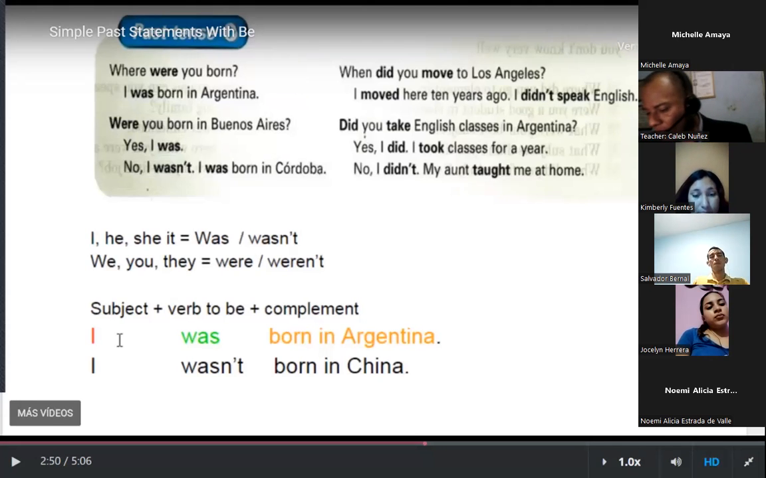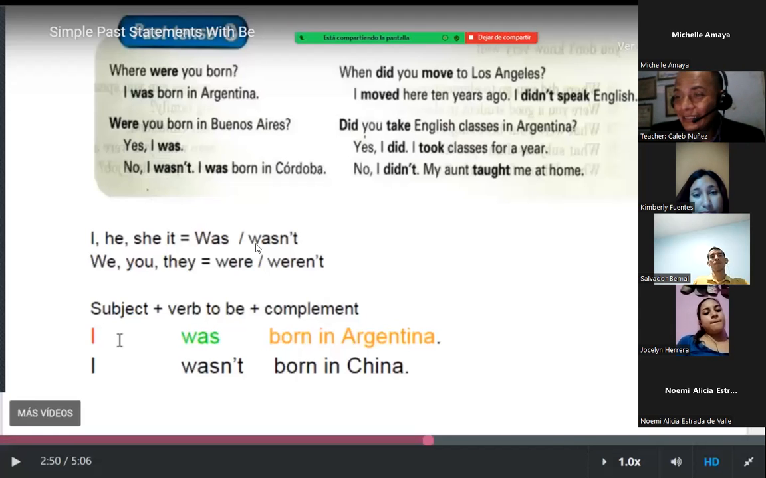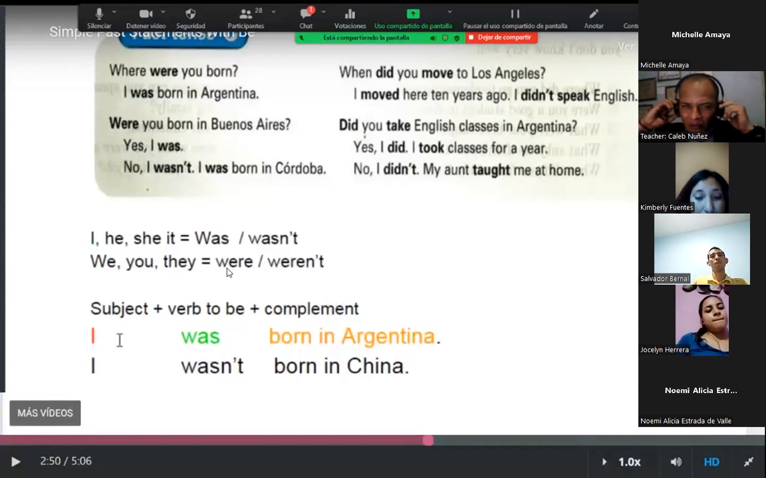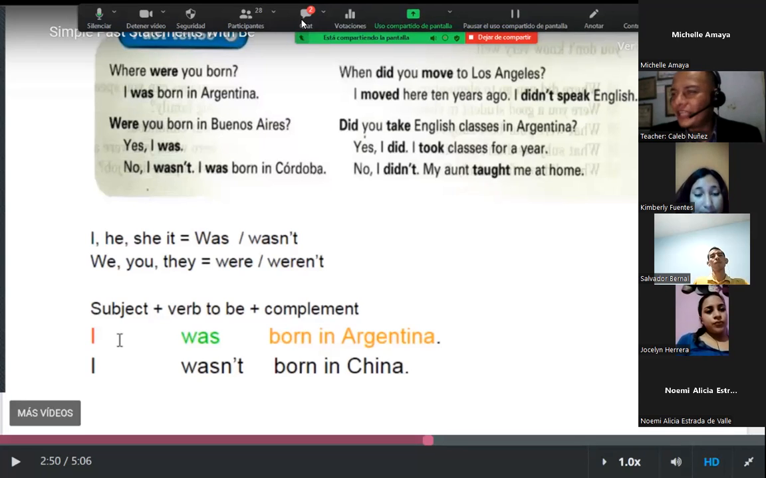Volunteer, go ahead. Say it or chat it. Oscar, go ahead. Speak up, Oscar. Where were your parents born? Now, parents, it's plural, okay? So the answer is, they were born in Mexico. Correct. Now the negative? They weren't born in Mexico. No. In Guatemala. Oh, okay. Be careful. Somebody else, say it or chat it.